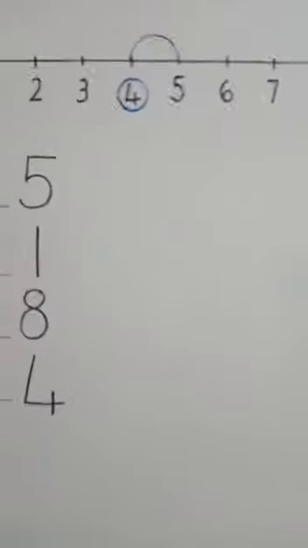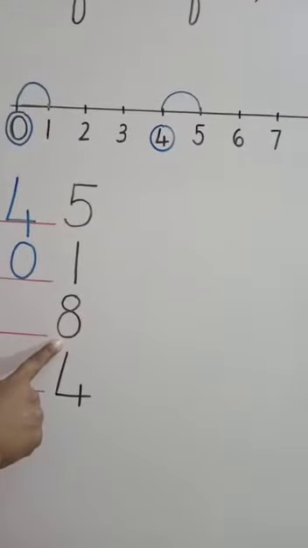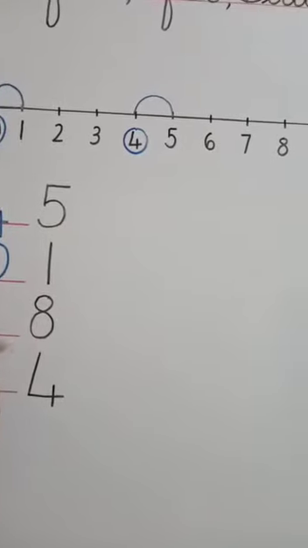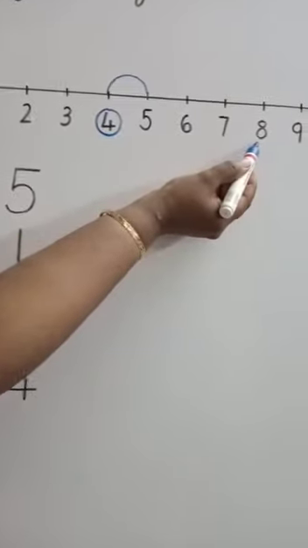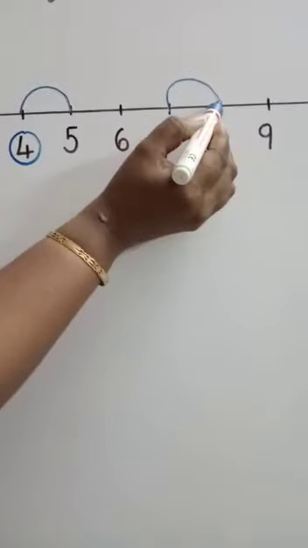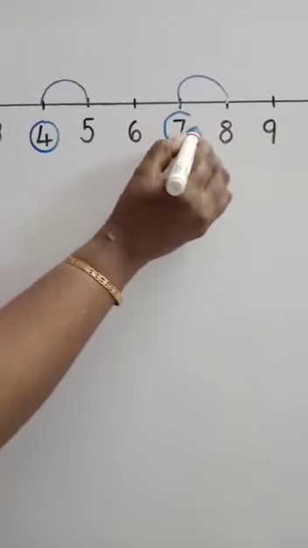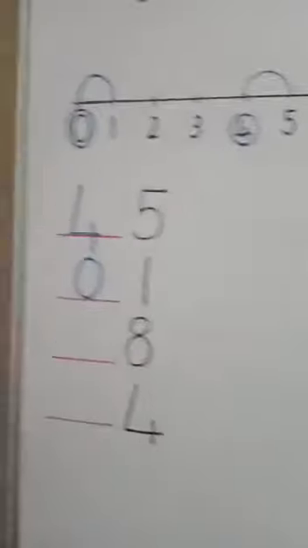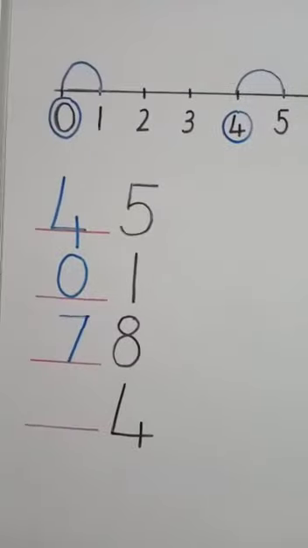Okay. Now, which is the next one here, children? The next number? This is 8. Again, let's look out for 8 on our number line. Here is number 8. Okay. So what comes before 8? 7. Okay. So, I got my number before 8 is 7. So, I'll write number 7 here.